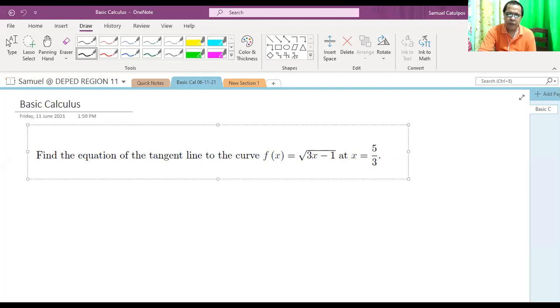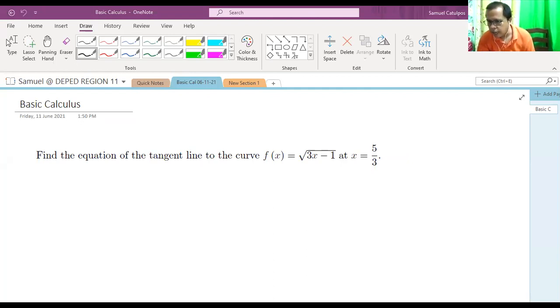Okay, so we have a sample problem here. Find the equation of the tangent line. Klaro ba? Klaro ba ang problem? Yes, sir. So, klaro ra, no? Okay, so find the equation of the tangent line to the curve. Function of x is equal to square root of 3x minus 1 at x equal to 5 over 3.